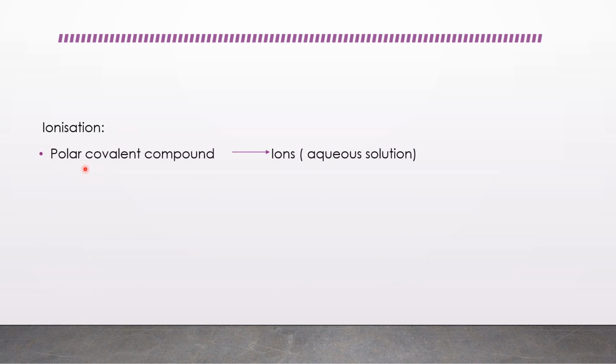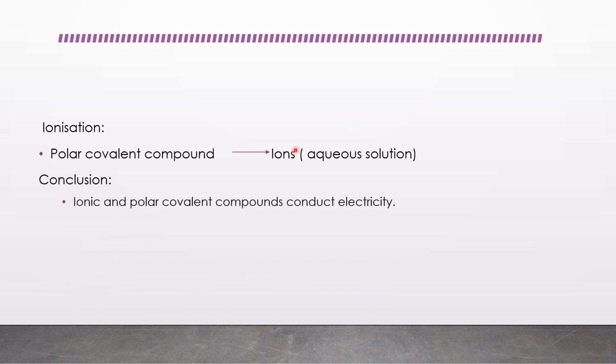Ionization means ion formation. As we all know, polar covalent compounds form ions in aqueous solution, that is, when we dissolve them in water. As a result, ionic and polar covalent compounds conduct electricity because they form ions. A non-polar covalent compound does not react with water. No reaction takes place. So, only ionic and polar covalent compounds conduct electricity.